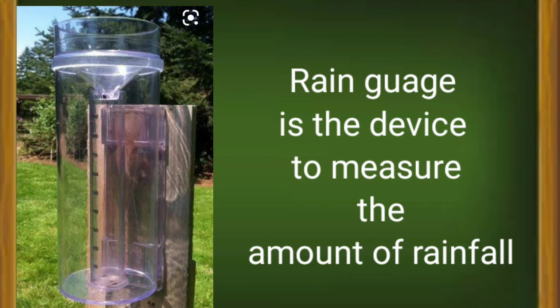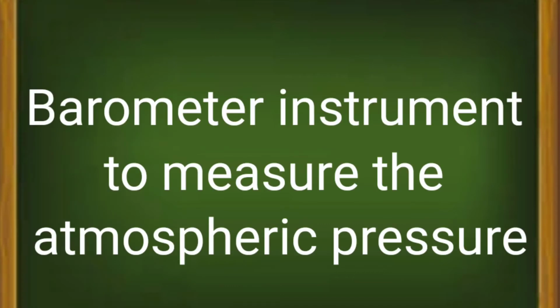The rain gauge, when it is in function, is always kept in an open area away from trees and buildings and kept a little higher than the ground.